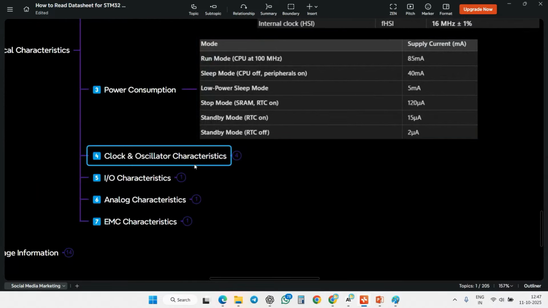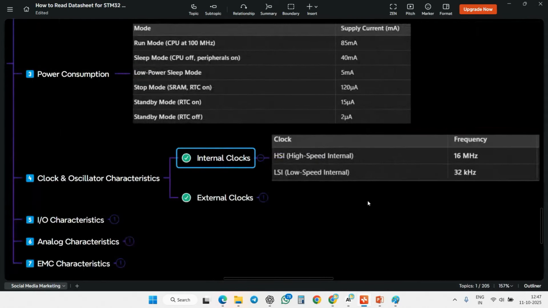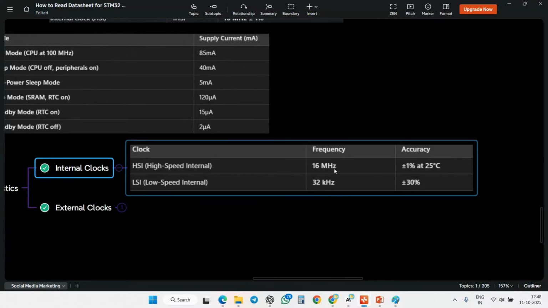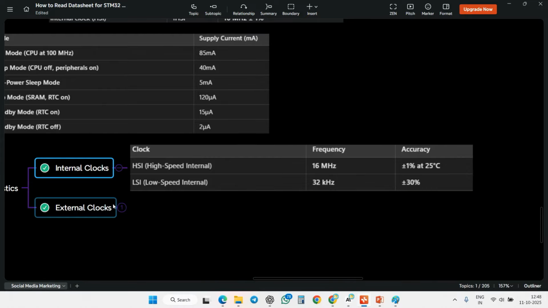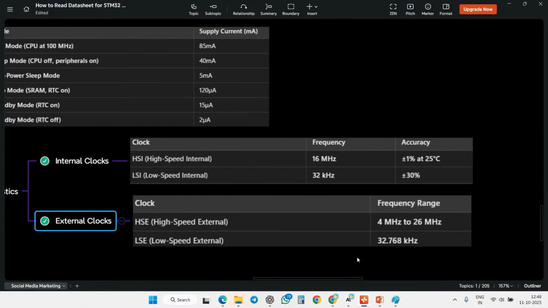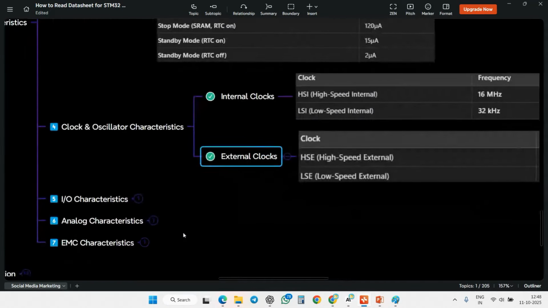If your internal RTC battery is turned off, this time it is about the clock oscillator. We have internal clocks, HSI and LSI. The internal clock is 16 megahertz, and the internal low speed clock is 32 kilohertz. The external clock is 4 megahertz to 26 megahertz, and the low speed external clock is 32.768 kilohertz.